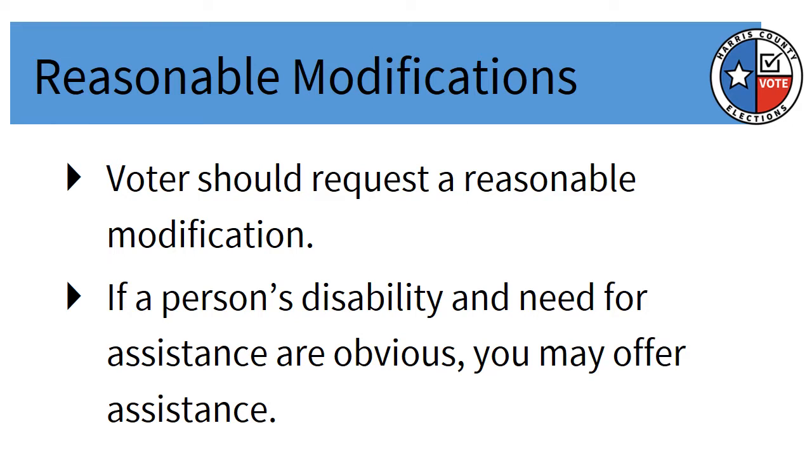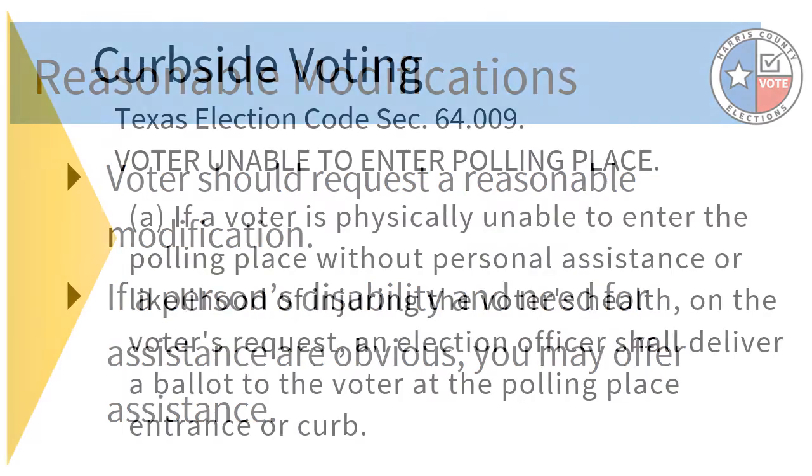In most situations, the voter should make this request, but if a person's disability and need for assistance are obvious, you may offer assistance. For example, a voter who is blind may need to be directed to the appropriate voting station. Again, as we mentioned earlier, do not be offended if the voter declines your help.